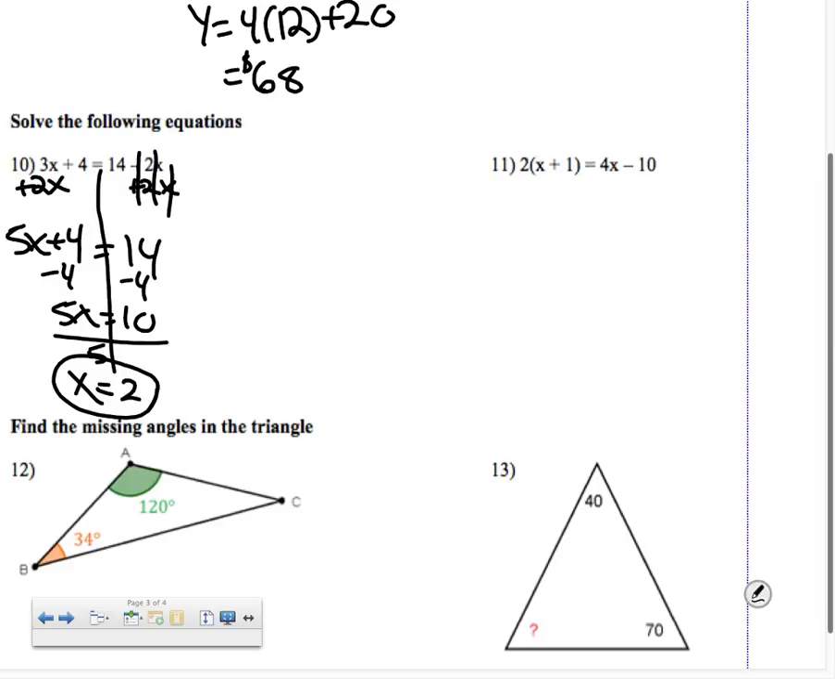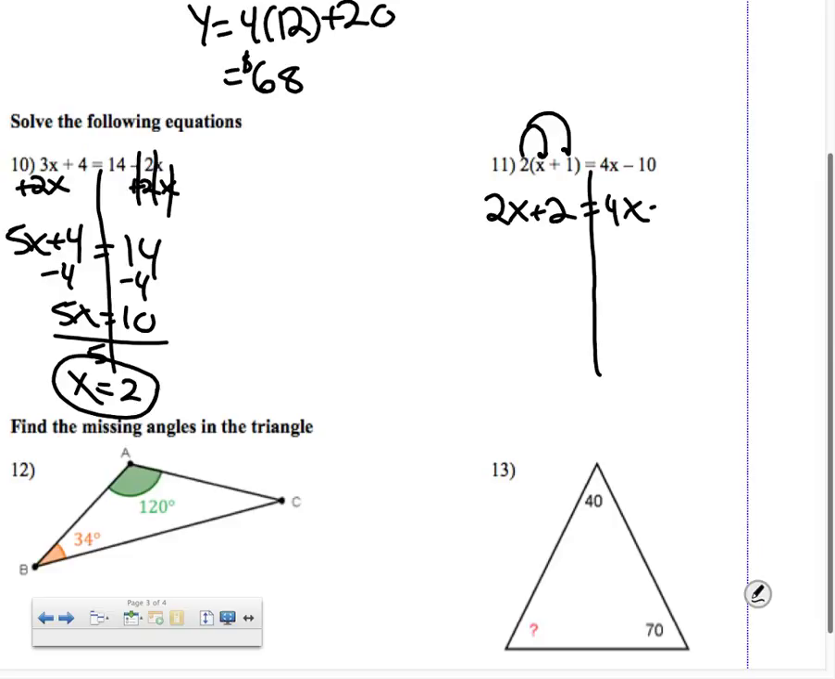Now number 11 has a little bit of a twisty twist to it. You have to do the same thing, but you have barriers now. You have those parentheses. So parentheses are not easy to deal with. You cannot move anything inside them until they're gone. And the way we get rid of them is by distribution. So we take this 2 on the outside and we multiply it to both things on the inside. That's called distribution again. So 2 times x is 2x. 2 times 1 is 2 equals 4x minus 10.